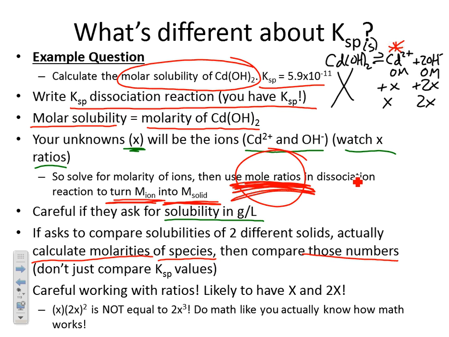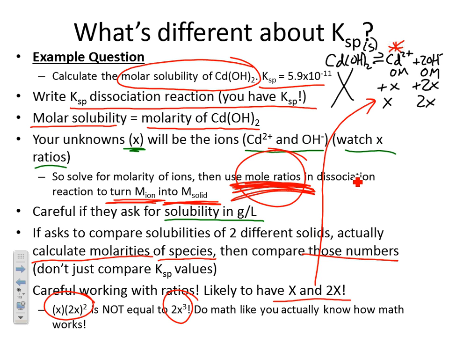Be careful working with ratios. You're likely to have x and 2x like we did in this problem up here. Oh my God, more times than I can possibly tell you, AP Chem students, because you're very smart about some things and you're very dumb about others. No offense intended. You will make the silliest mistakes on these types of problems. I have seen this way more times than I want to even think about.